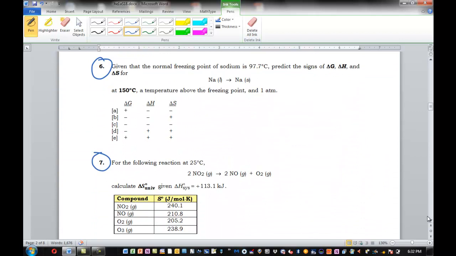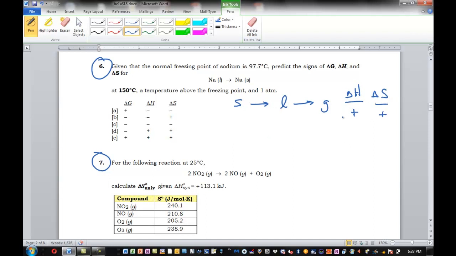I kind of figured I'd see number 6. We've talked about this type of problem. Students always struggle with these. So a couple things to think about. If you're going from solid to liquid to gas in that direction, delta H and delta S are positive and positive.